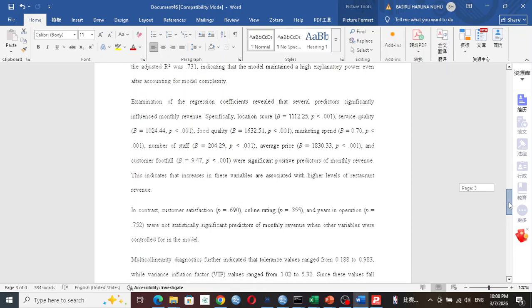So now we move to the other section. Here we now want to tell the influence of each of the predictors. So we pick those that are significant first, and then we move to those that are not significant. So we come here. Examination of the regression coefficients revealed that several predictors significantly influence monthly revenue. So we have their influences here, specifically location store. This is its influence with the p-value.